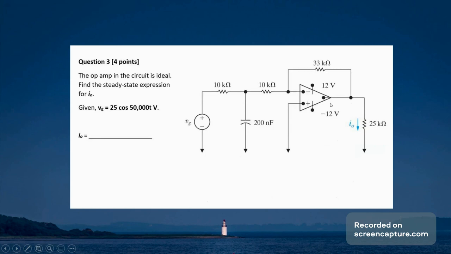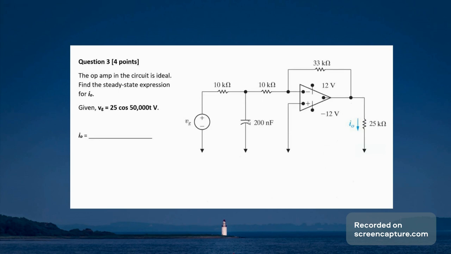because there's no current entering or exiting your op amp. So that means that the current through this resistor equals the current through this resistor equals the current through this resistor. So your next step is just to find what that current equals.